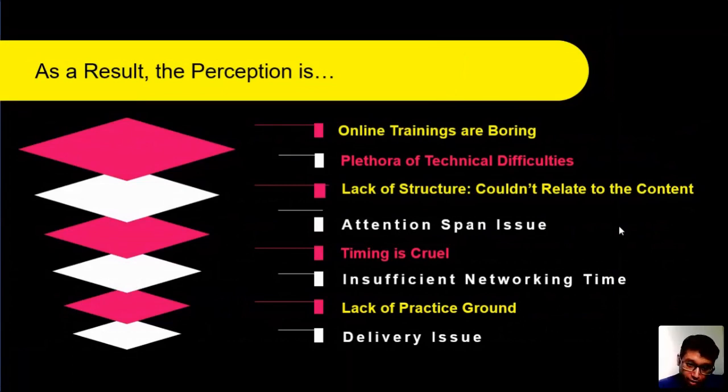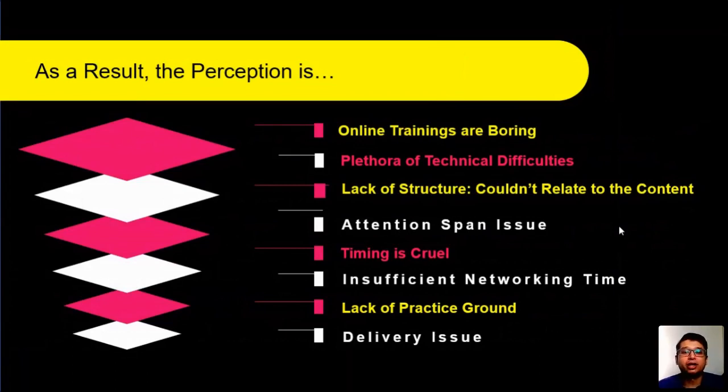On top of that, from an academic standpoint, you will feel that there is a lack of practice ground, which causes again a change of perception. And this is not directed to anyone. Please pardon me if it appears to be not required, but still I'm quoting it because it is important for a virtual session to work in that way, that the delivery issues need to be mitigated.